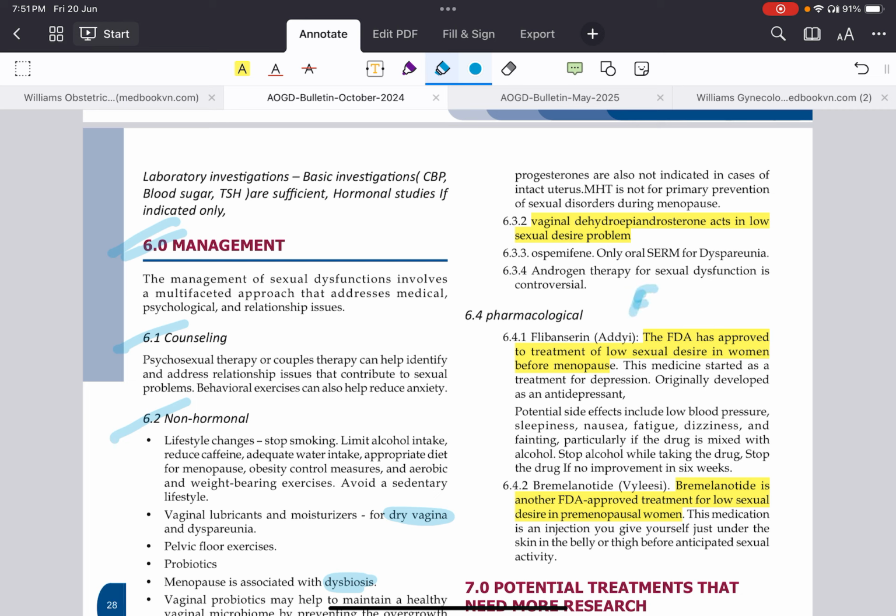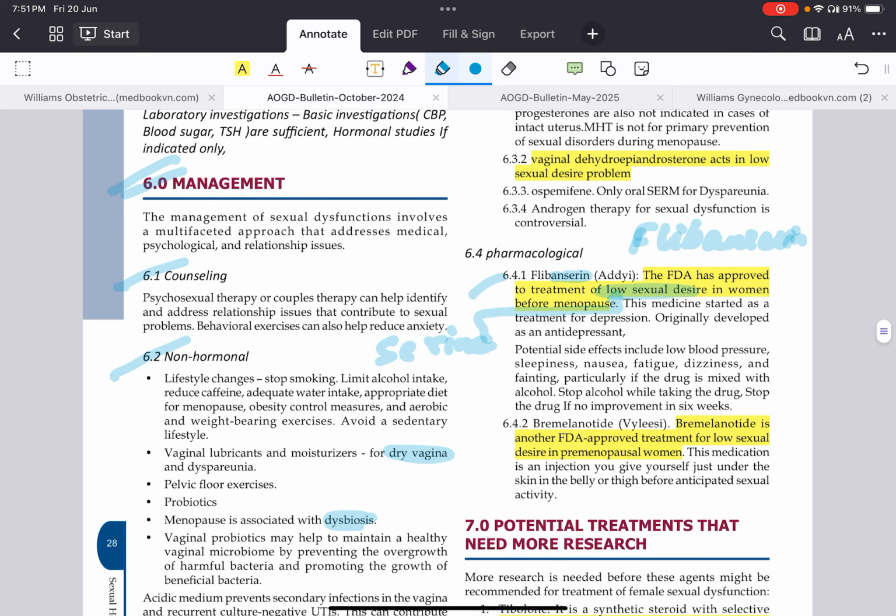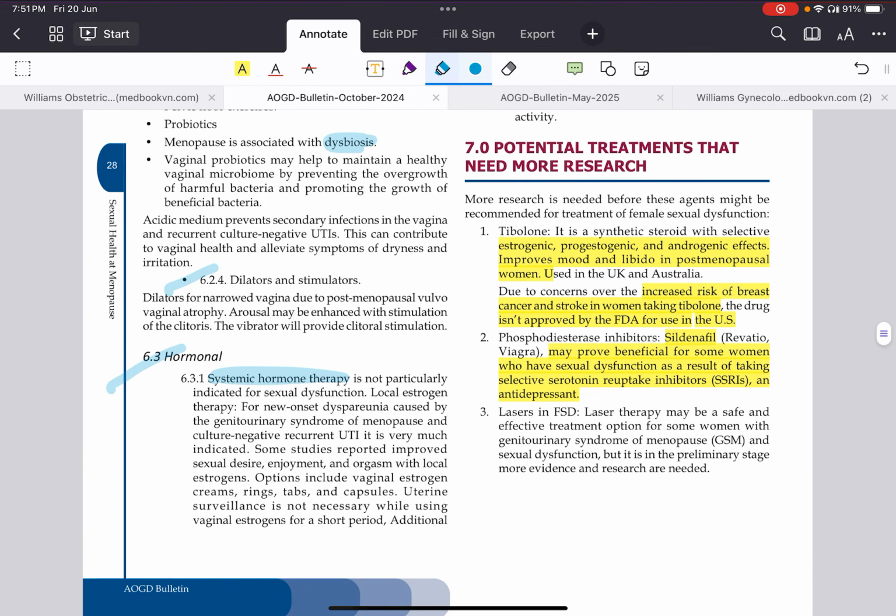One is flibanserin. Basic I told na, she'll have no desire only. For the desire, FDA approved this one. Okay. Flibanserin. Serin is given for no desire. Other drug is bremelanotide. Okay, just remember this. Flibanserin is for low desire. Remember that.